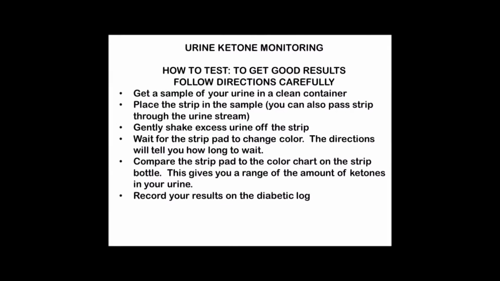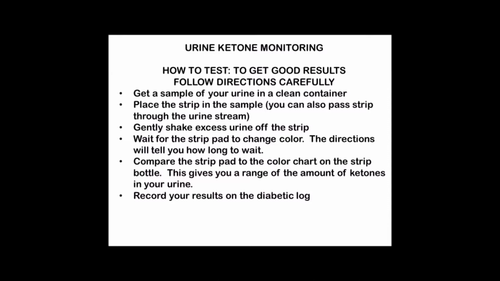Urine ketone monitoring. How to test. To get good results, follow directions carefully. Get a sample of urine in a clean container. Place the strip in the sample. You can also pass the strip through a stream of urine. Gently shake excess urine off the strip.